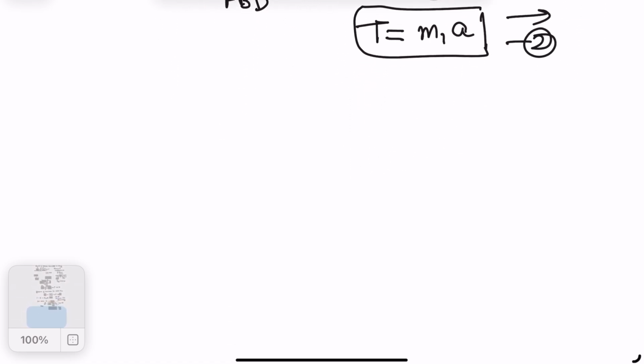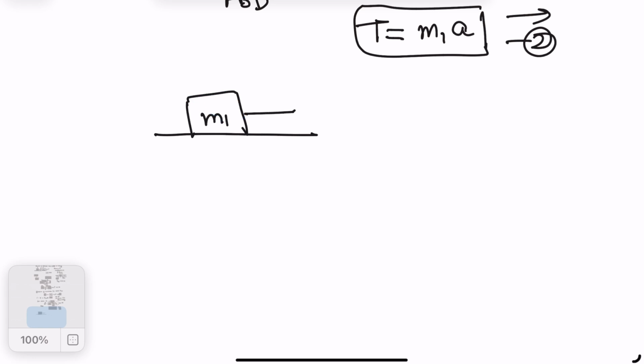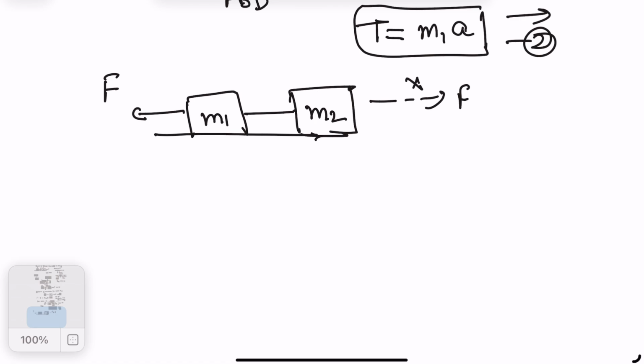Now we can reverse our problem. Earlier masses m1 and m2 were attached, and in the previous case the force was acting in this direction. Now instead, I assume the force is acting in this direction, so I can remove this force and solve the problem when acceleration is acting in the opposite direction. The problem is the same, only we have reversed the force.